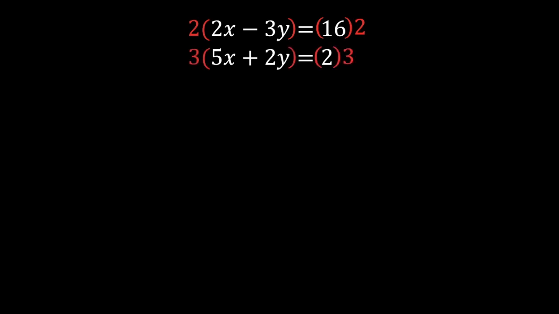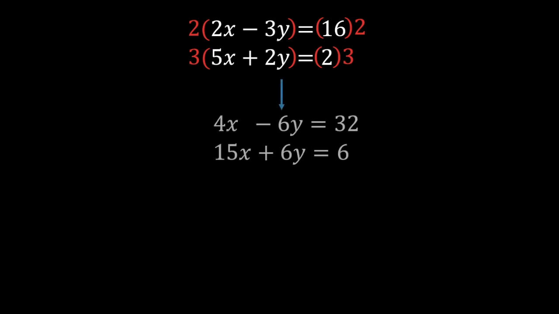You need to first identify what variable you want to eliminate first to know what numbers you will be multiplying to each equation. Also, make sure that you multiply the same number to both sides of the equation to retain its equality. Solving, I will get 4x minus 6y equals 32 for the first equation, and 15x plus 6y equals 6 for the second equation.